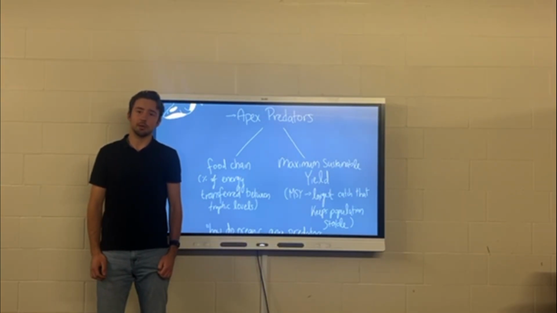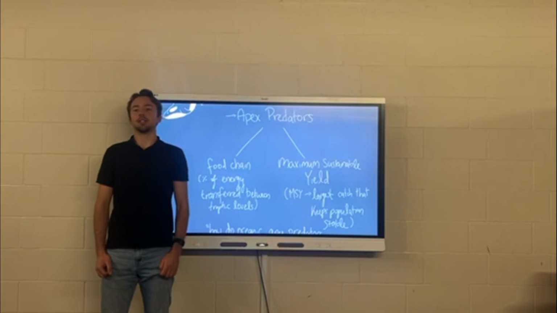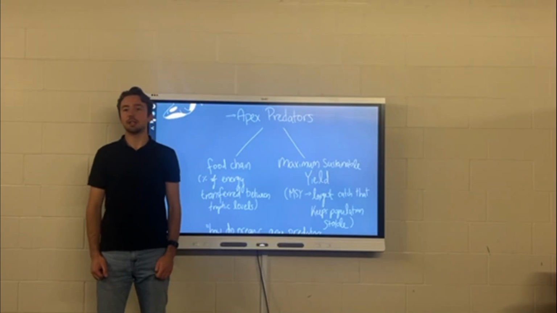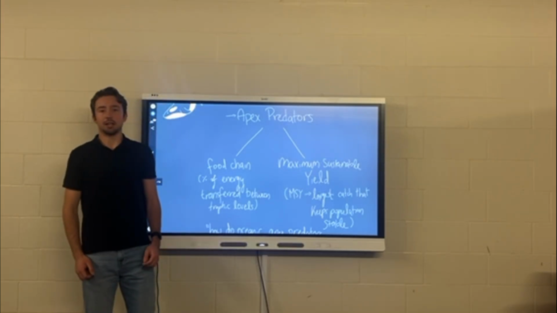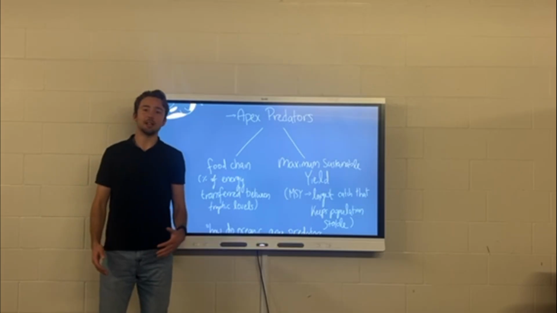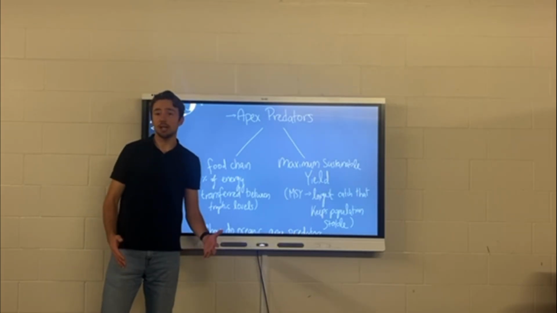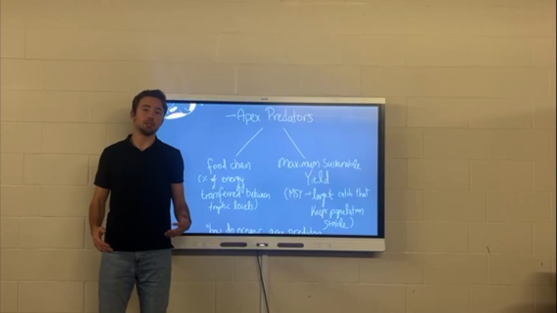Maximum sustainable yield, or MSY, is the largest amount of a species that can be harvested year after year without reducing its long-term population. It's the balance point between taking enough to use resources efficiently and leaving enough for the population to replenish itself.